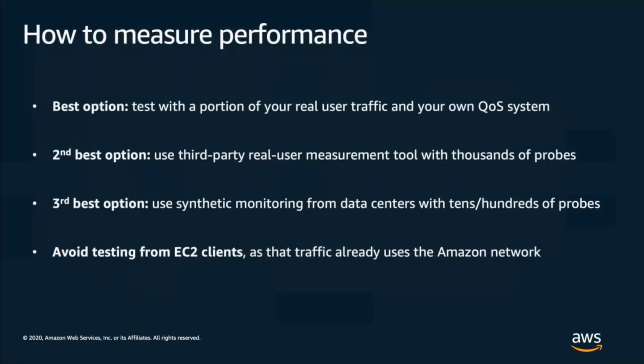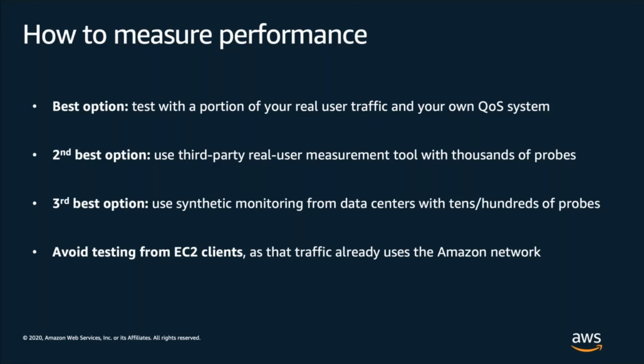Then there are different options that we recommend, from the best one to the one that we ask you to avoid. The best option is to send some amount of your user traffic via Global Accelerator and directly to your endpoint, and use your own quality of service telemetry and system to measure the metrics that you care about. The second best option is using a third-party real user measurement. There are several out there. As long as they have thousands of probes, and these are real clients on the public internet, you get a somewhat accurate reflection of what your actual users will see.